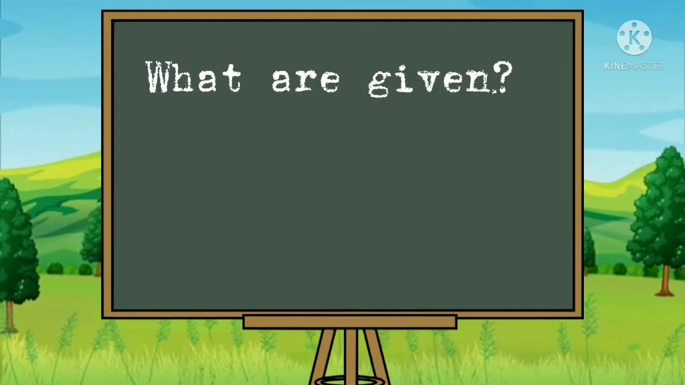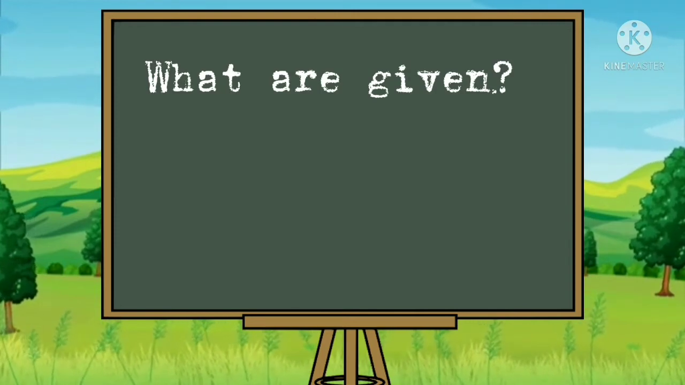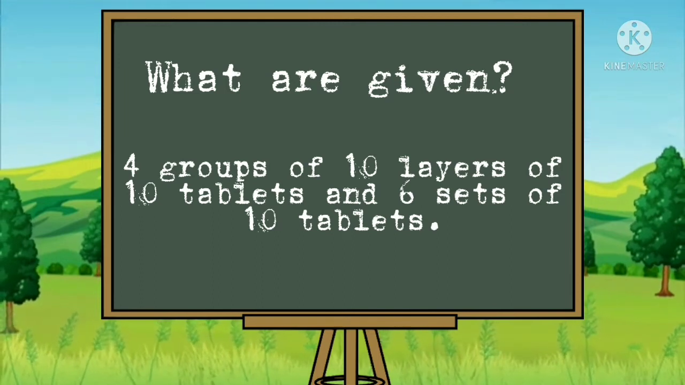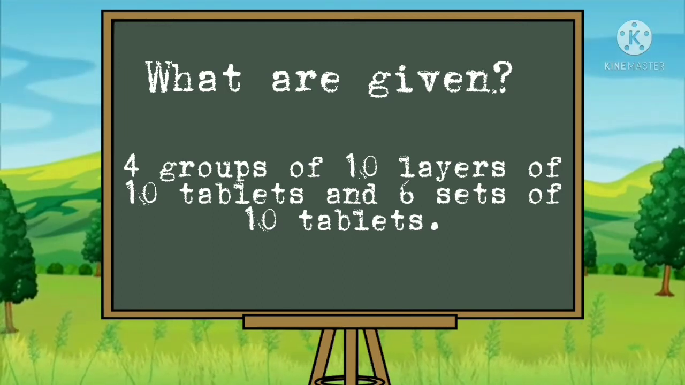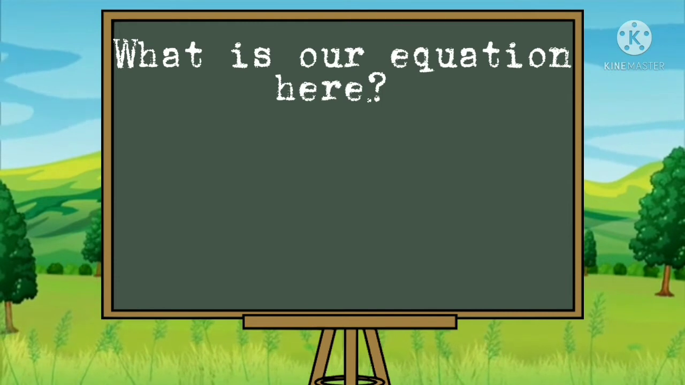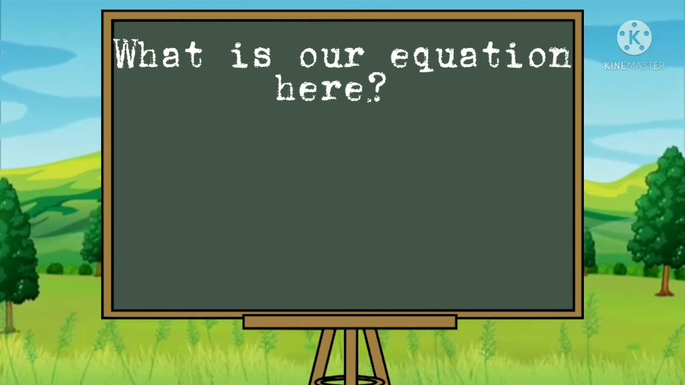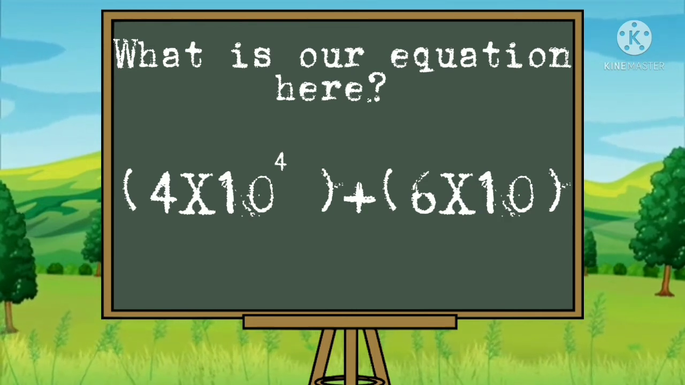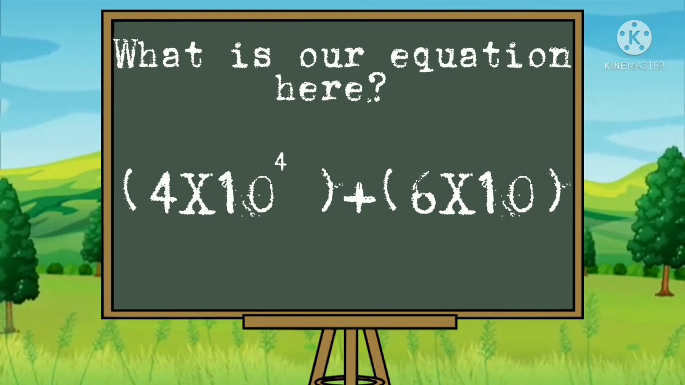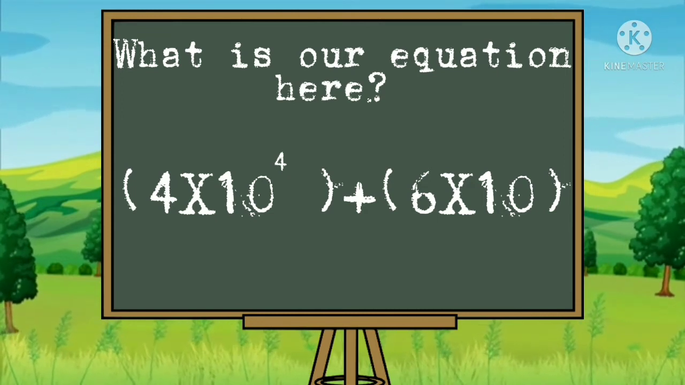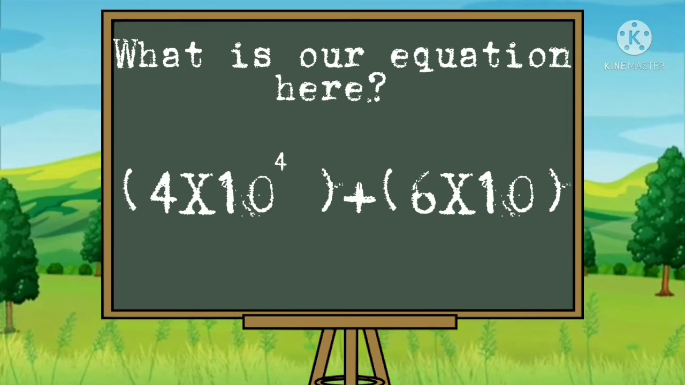Number 2. What are given? As we can see in the problem, 4 groups of 10 layers of 10 tablets and 6 sets of 10 tablets. Let's proceed to number 3. What is our equation here? Now we have open parenthesis 4 times 10 raised to the power of 4 close parenthesis plus open parenthesis 6 times 10 and close parenthesis.